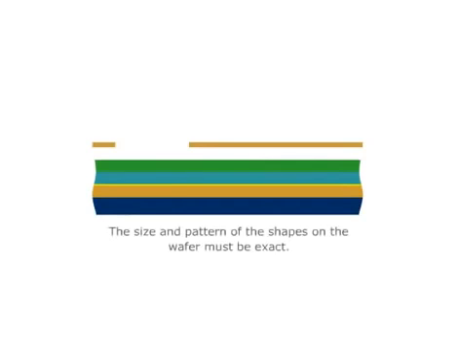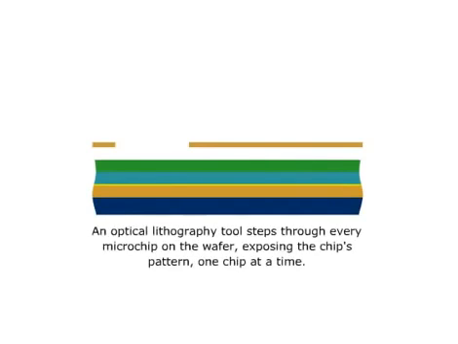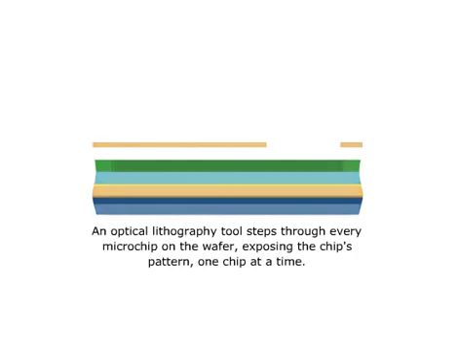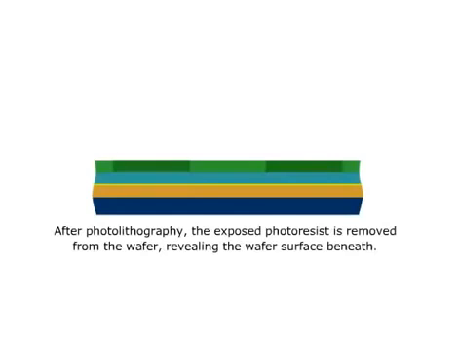To ensure that all layers are aligned with each other and that every microchip is the same, the size and pattern of the shapes on the wafer must be exact. To achieve this, a high-precision optical lithography tool steps through every microchip on the wafer, exposing the pattern, one microchip at a time. The photoresist in the exposed areas is then removed, revealing the wafer surface beneath.